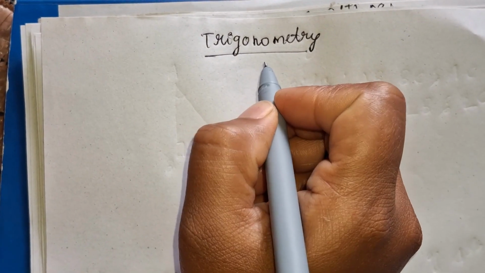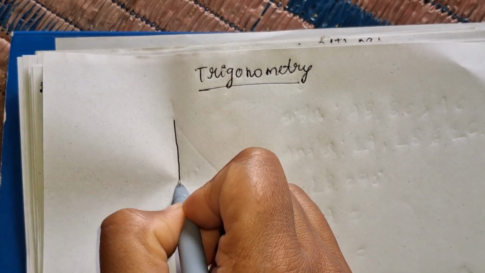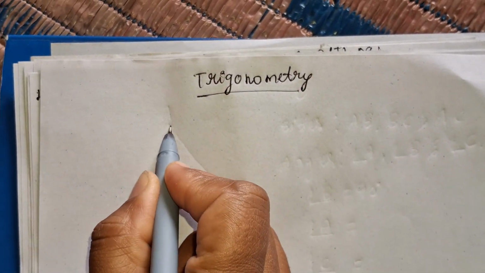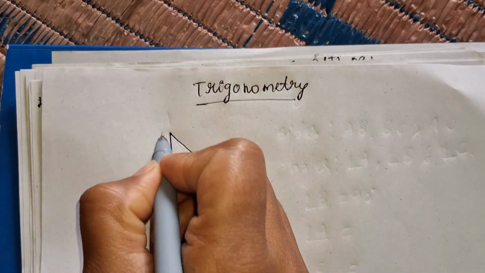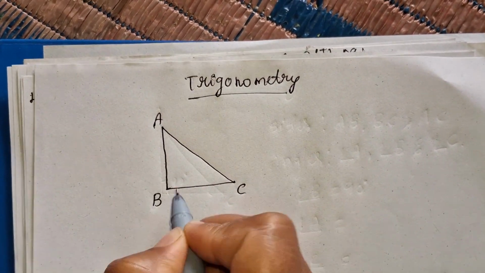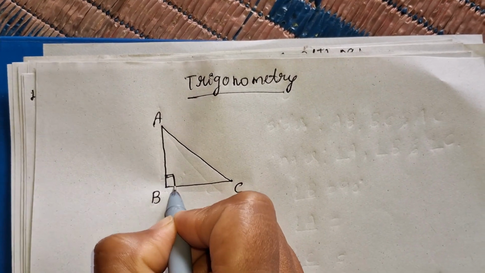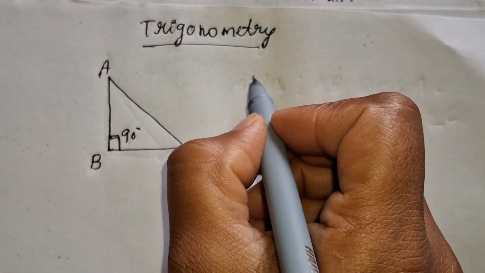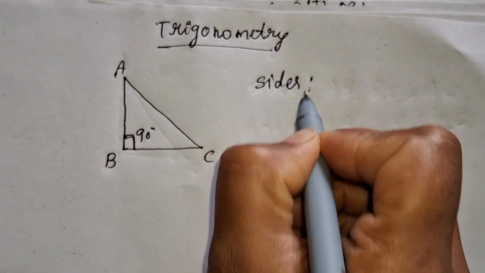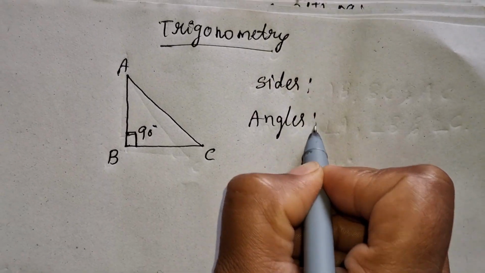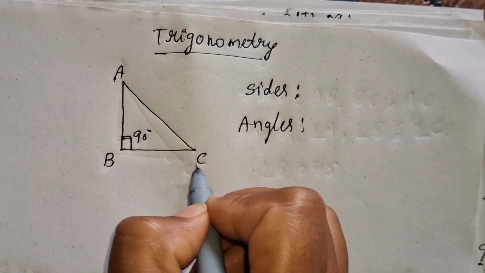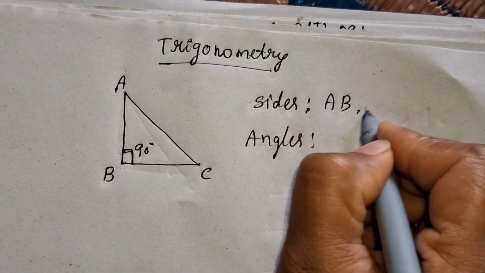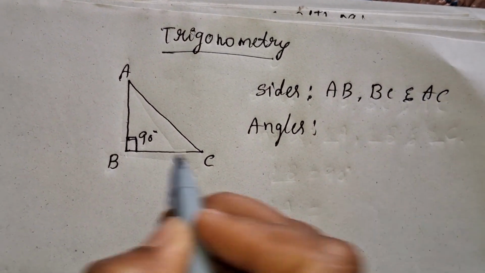We know that trigonometry is a branch of mathematics that studies angles and sides of a triangle, especially a right angle triangle. What is a right angle triangle? Two sides are perpendicular to one another. This is triangle A, B, C, and this is a right angle, which means it is 90 degrees. In this right angle triangle, how many sides and how many angles are there? There are three sides: AB, BC and AC.